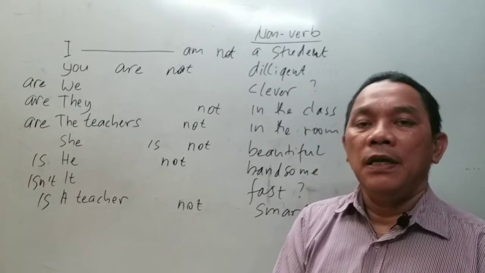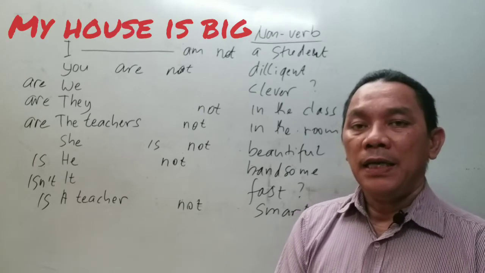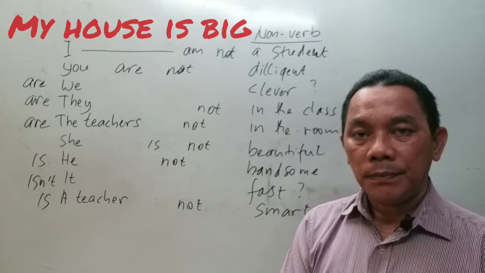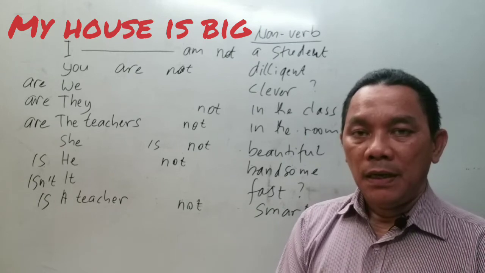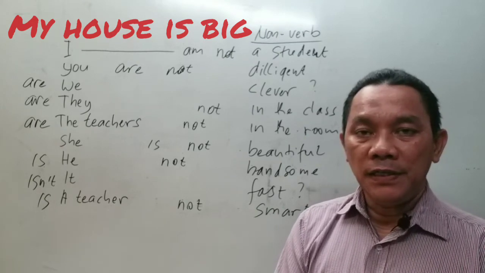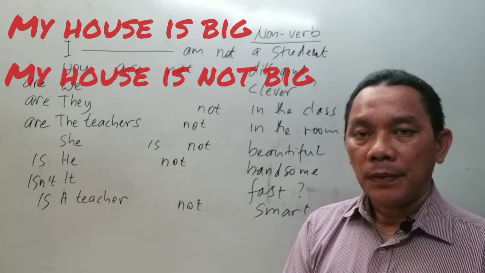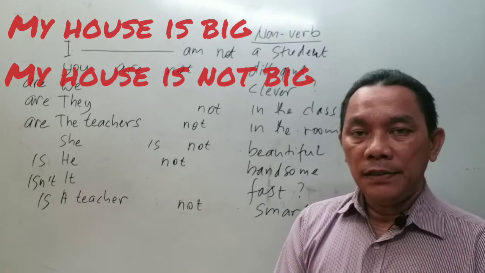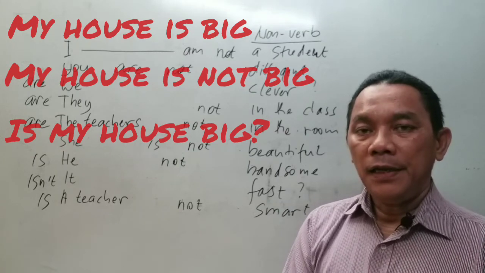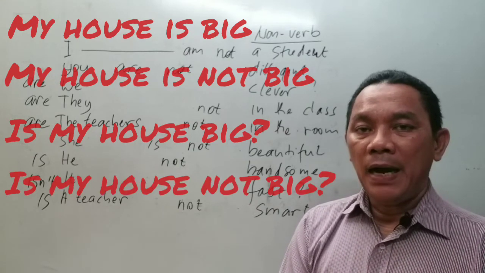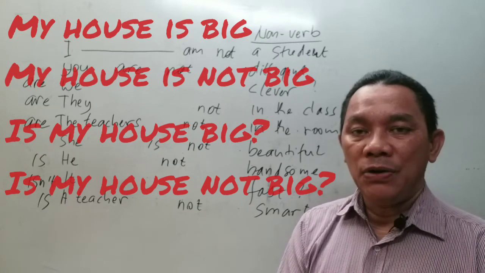Now let's practice some examples about these lessons. Let's say my house is big. That's a positive sentence. My house is big. And then the negative sentence is, my house is not big. Interrogative sentence, is my house big? Negative interrogative sentence, is my house not big? Or isn't my house big?